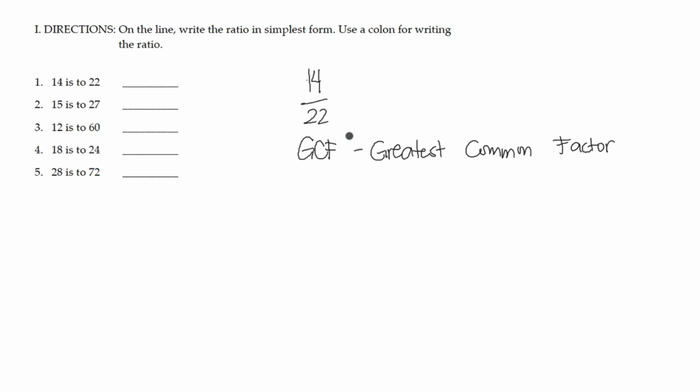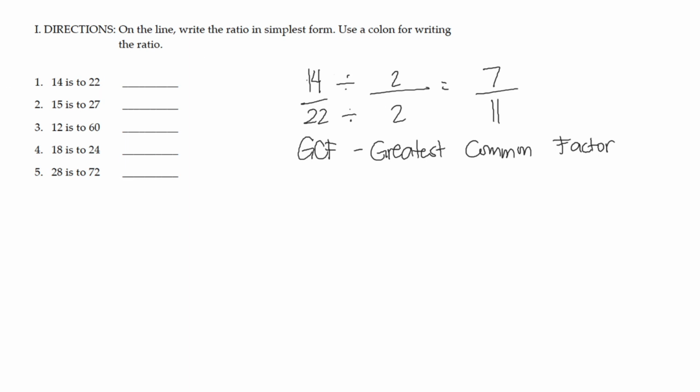So, kapag nakuha nyo na yung GCF nila, i-divide nyo na yung numerator and denominator or si 14 and 22 dun sa GCF which is 2. So, we have to divide these two numbers by 2. So, 14 divided by 2 is 7. 22 divided by 2 is 11. So, our answer is 7 over 11.